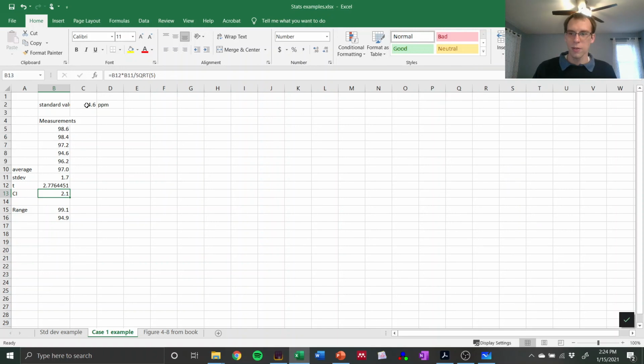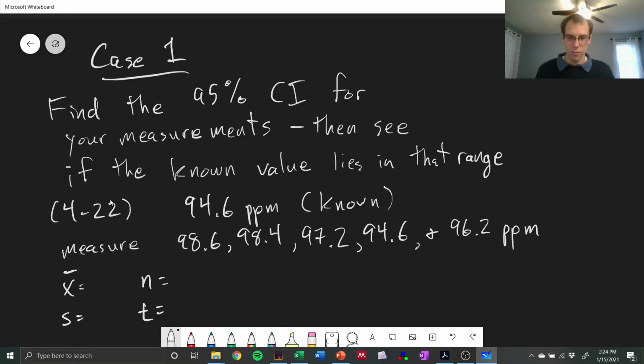Now our known value was 94.6 ppm. For the range here, I've just added and subtracted this confidence interval from the average. So I took B10 plus B13 and then B10 minus B13. And the question is, does the known value lie within this range? And the answer is no. So within 95% confidence, we can say, no, this does not agree.